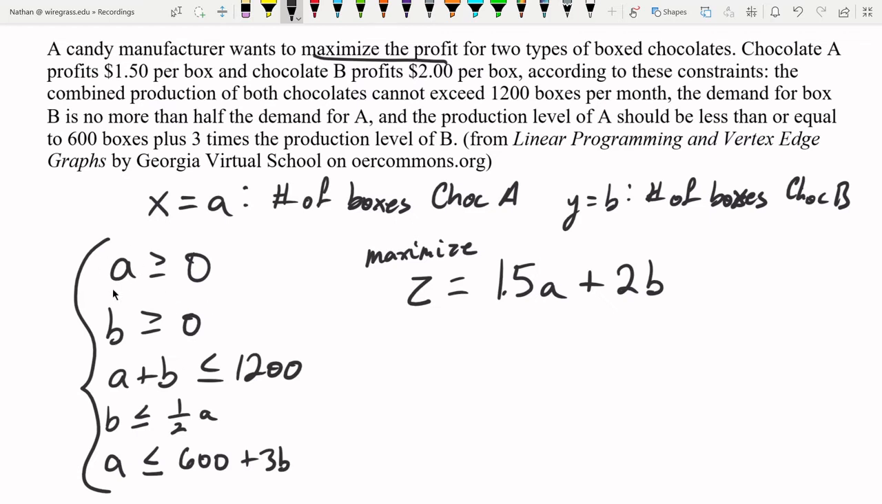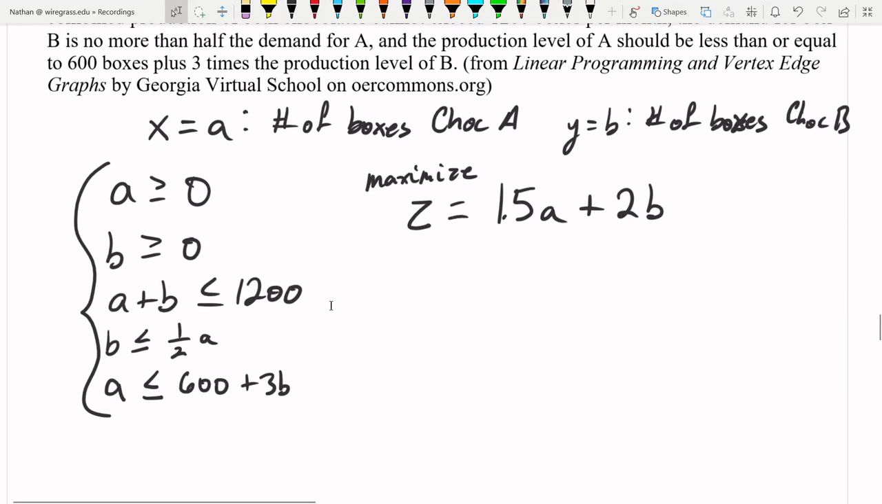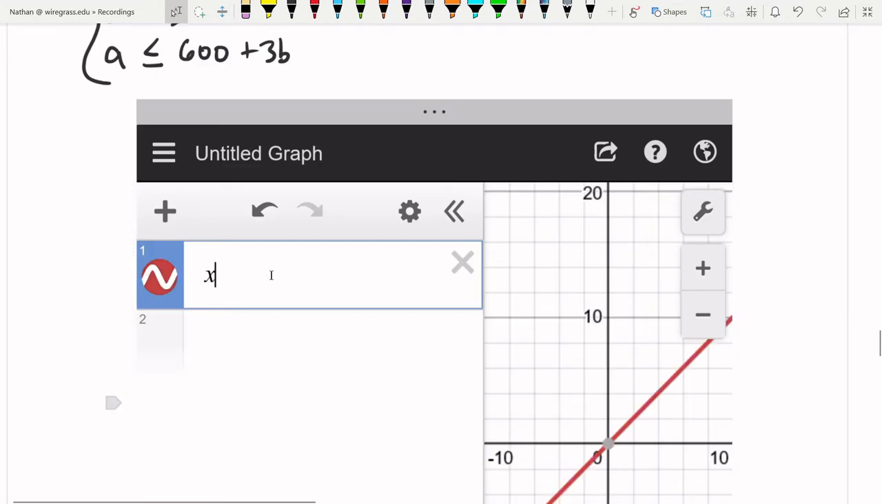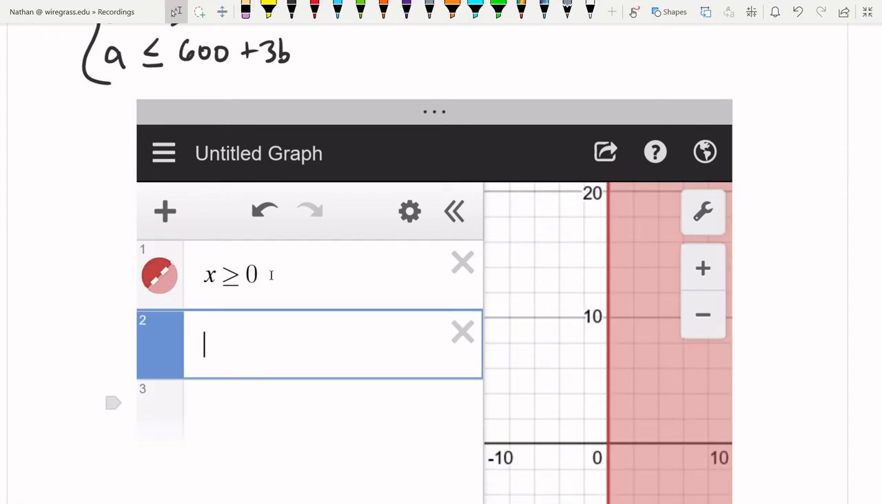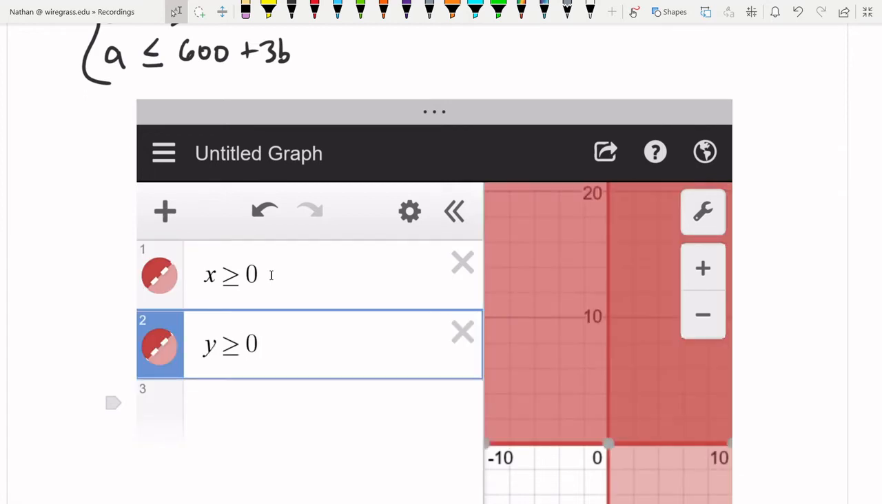Now it's important to know that A is just x. So really we have x greater than or equal to 0, y greater than or equal to 0, x plus y less than or equal to 1,200, and so on and so forth. So that's what we're going to use to draw this on a graph. x must be greater than or equal to 0. y must be greater than or equal to 0.